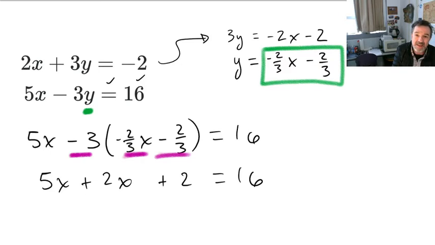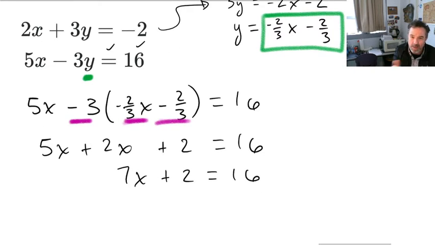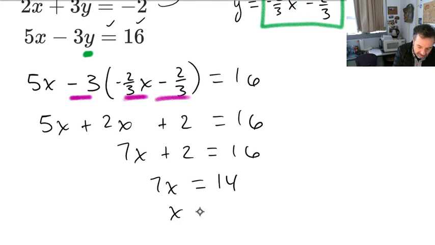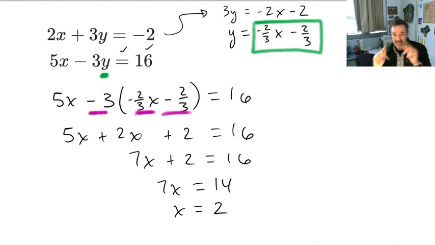Next, 5x and 2x is 7x. 7x plus 2 is 16. If I take away 2 from both sides, I get that 7x is 14. Divide both sides by 7. X must be the number 2. Okay, we know that x is 2.